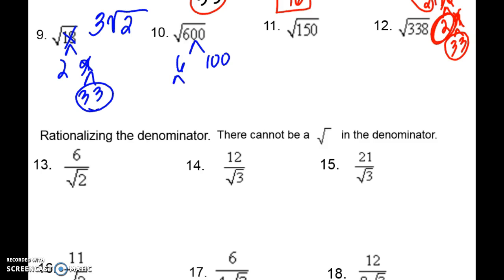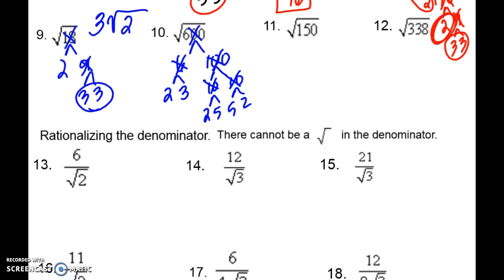Can I break the 6 up? 2 and 3? Can I break 100 up? 10 and 10? Break the 10 up to what? 2 and 5. Right? These all go away, don't they? Because we broke them.